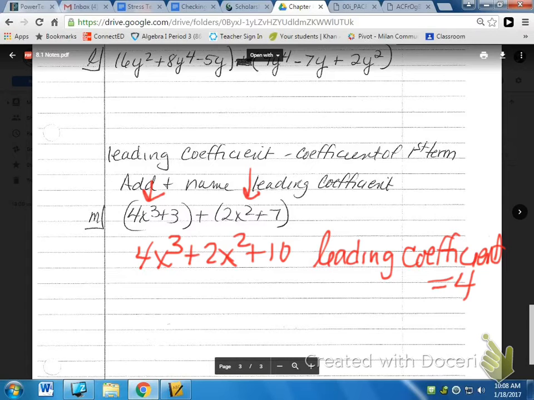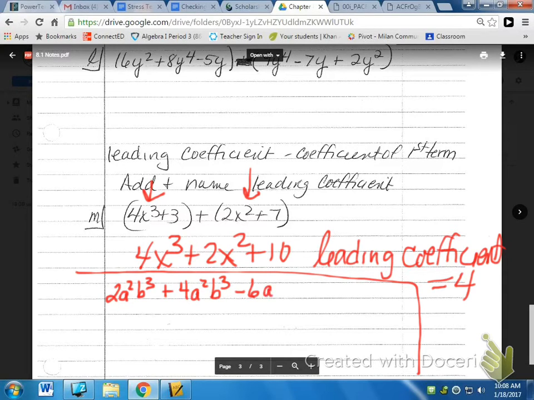Okay, while I've got you here and I want to think about this before I pass back your quizzes, I want to be very clear on what I'm saying here. So let's add something right here at the bottom. I'm going to say 2a squared b cubed plus 4a squared b cubed minus 6a cubed b squared. 2a squared b cubed and 4a squared b cubed minus 6a cubed b squared.